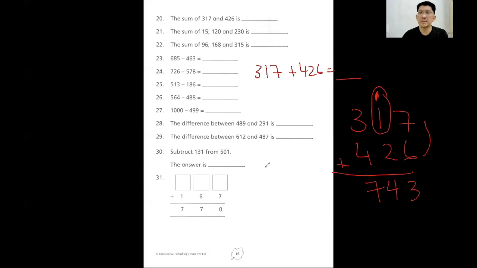So, the answer to this question, the sum of 317 and 426 is 743.